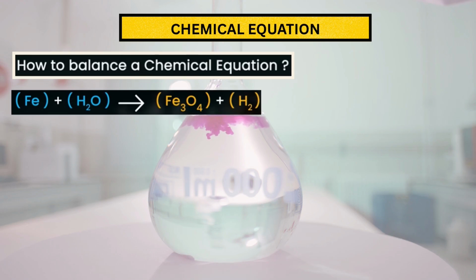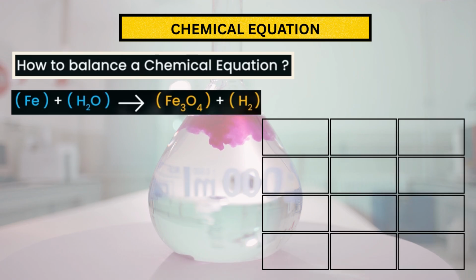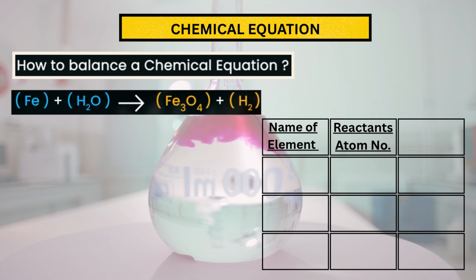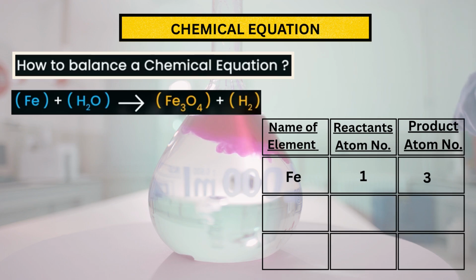So to balance a chemical equation we will make a table. In one column we will write name of elements. In second column we will write number of atoms in reactants and in the third column we will write number of atoms in product. First we will take iron. It has 1 atom in reactant and 3 atoms in product. Second is hydrogen. It has 2 atoms in reactant and 2 in products. Then is oxygen. It has 1 atom in reactant and 4 atoms in product.